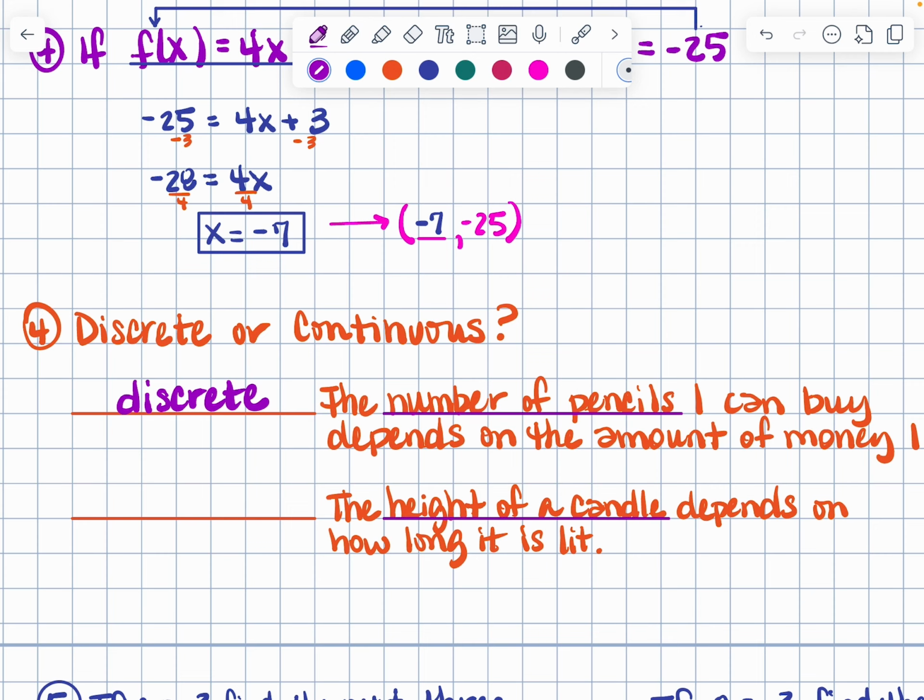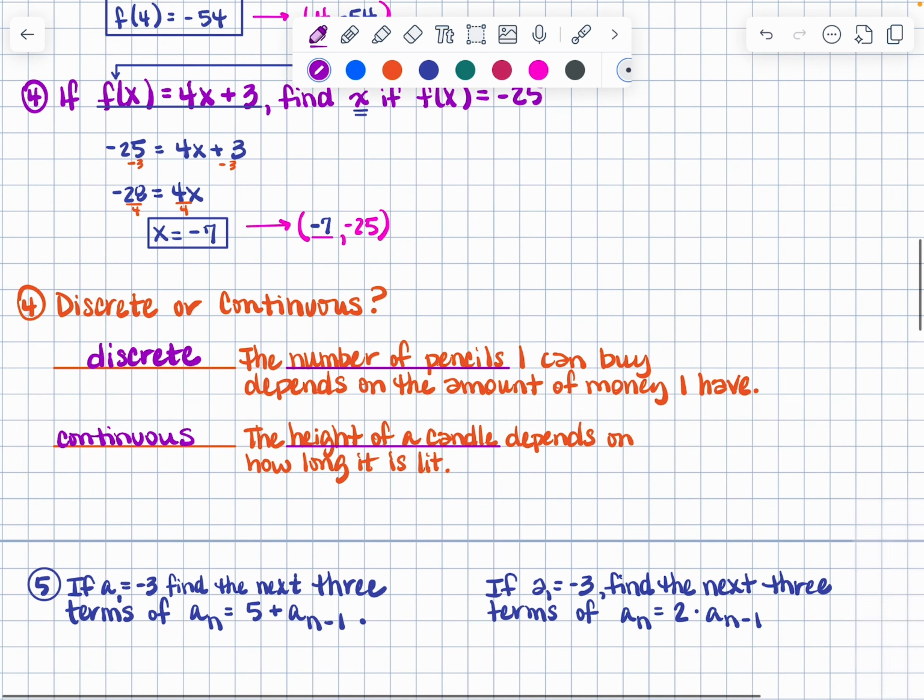And yes, of course it can, because height is a continuous measure where it can exist on any fraction or decimal value. Okay, so this is going to be a continuous graph.